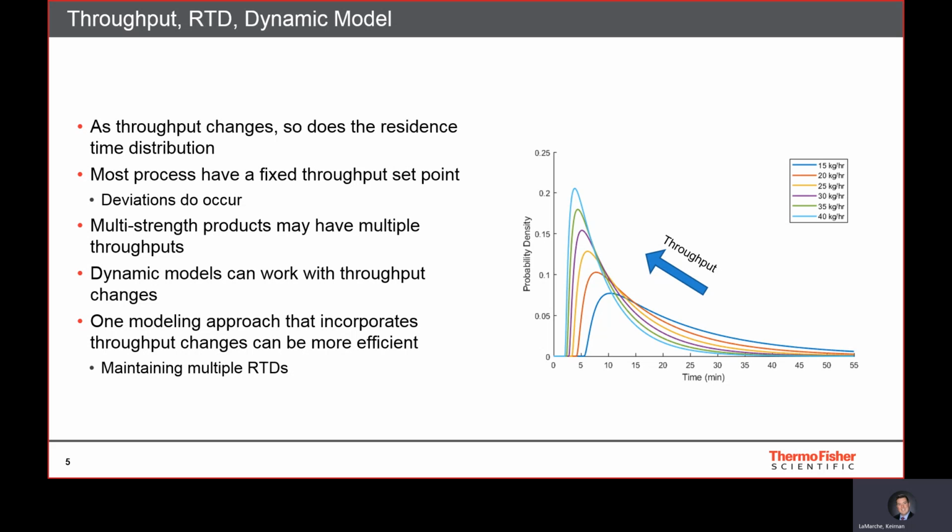In other conditions where you might want to use dynamic models, let's say you have a product with multiple strengths, it may be most efficient to manufacture those at the maximum throughput possible for each strength. In that case, a single dynamic model, which is capable of incorporating throughput changes in its predictions, can be an effective, efficient solution to all of these cases.